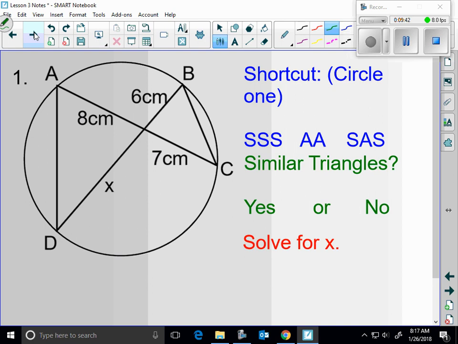Okay. Now, let's talk about a couple of examples of shortcuts. Okay, so we know these 3 shortcuts: side, side, side, angle, angle, and side, angle, side. I want to help you with the first couple here.